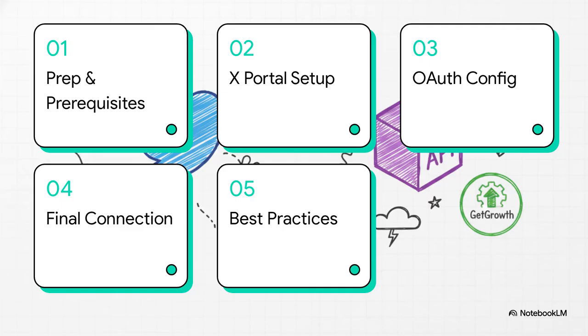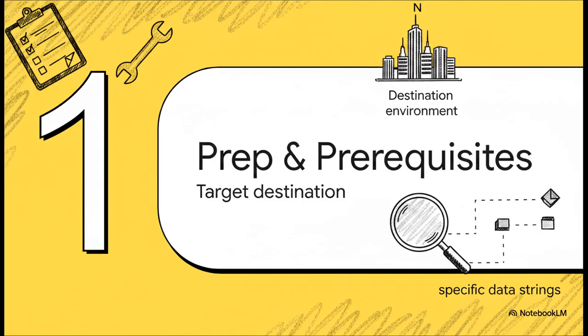Here is our quick roadmap for today. 1. Preparation and prerequisites. 2. X developer portal setup. 3. OAuth and permissions config. 4. Finalizing the connection. And finally 5. Developer best practices. Starting off with section 1, preparation and prerequisites.